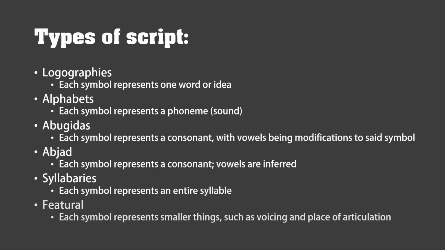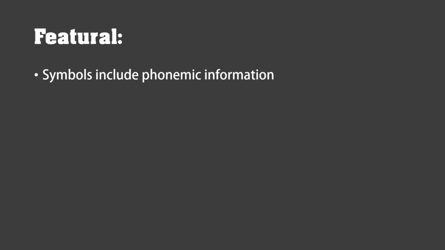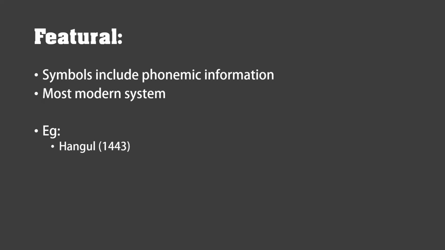And finally we have featural systems, where each symbol represents smaller things, like phonemic information. They are also the most modern of the systems. As we will see here, Hangul was created in 1443, which is quite late for an alphabet. Osage created in 2006, and Shavian in roughly 1960. I'll show you a bit more on that later.